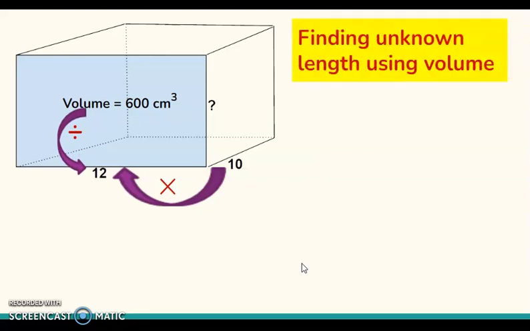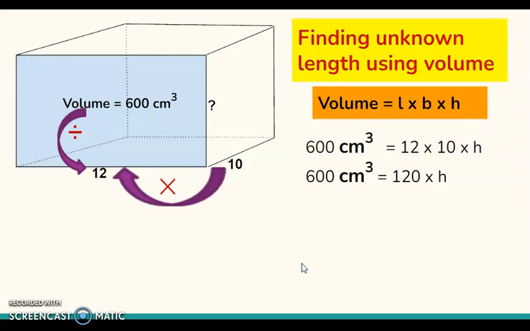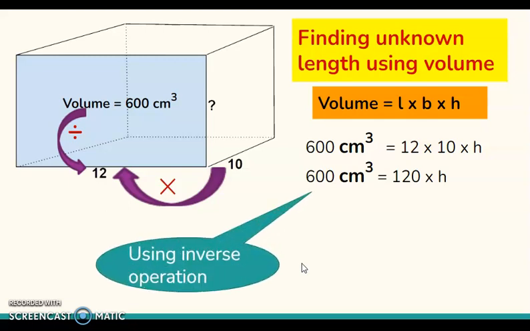Finding unknown length using volume. First, write the formula. Then, rewrite the formula by substituting the values in the formula. So here, the volume, length and base were given, so we have simply substituted the values into the formula. Now, at this step, we will solve the equation using the inverse operation, dividing 600 by 120. So, the height is 5 centimeter.